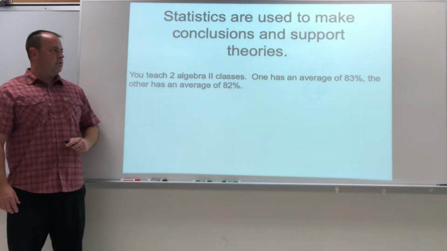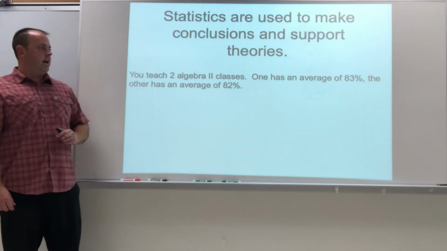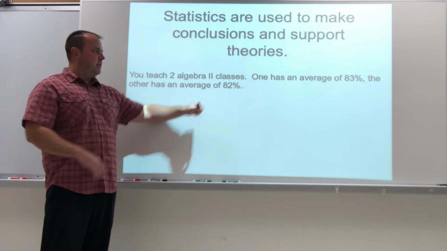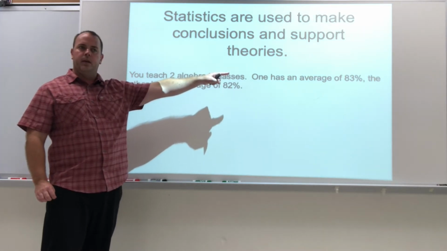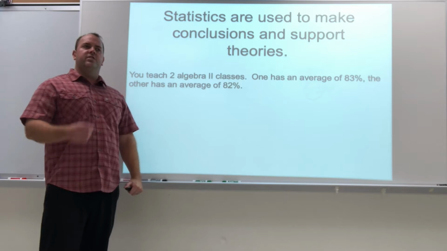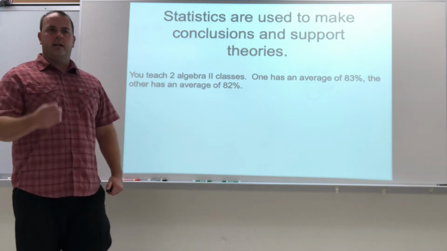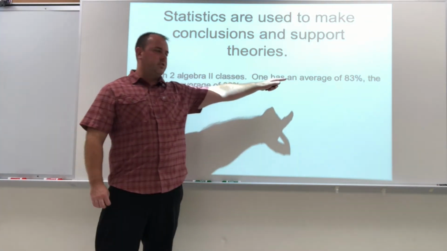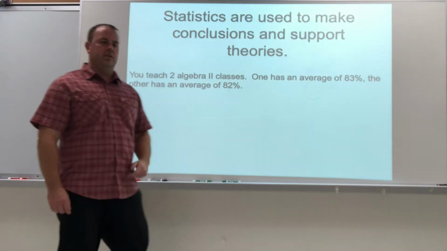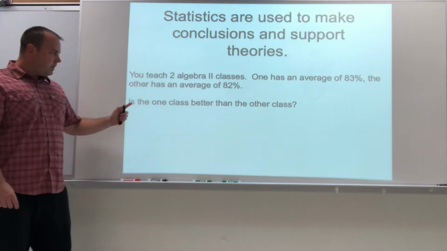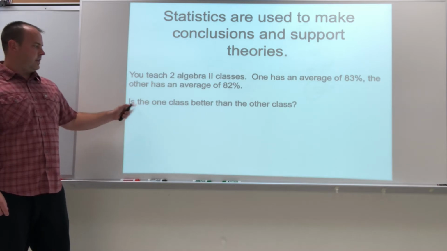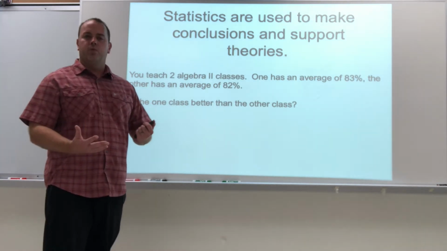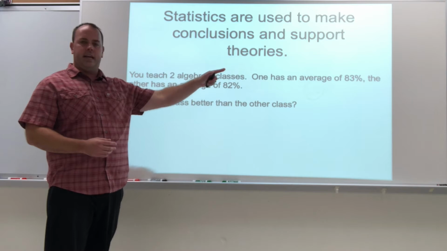Things like this: you teach two Algebra 2 classes. One has an average of 83, the other has an average of 82. Just glancing at it, you want to say the 83 class is higher. What we're going to be judging, though, is whether that is consistently true. Is there enough evidence between those two classes to say that this class is a higher grade, and that's consistently going to happen? This would be the claim or the question we're asking: is one class better than the other? We want to see if there is evidence to show that that 83 is high enough.